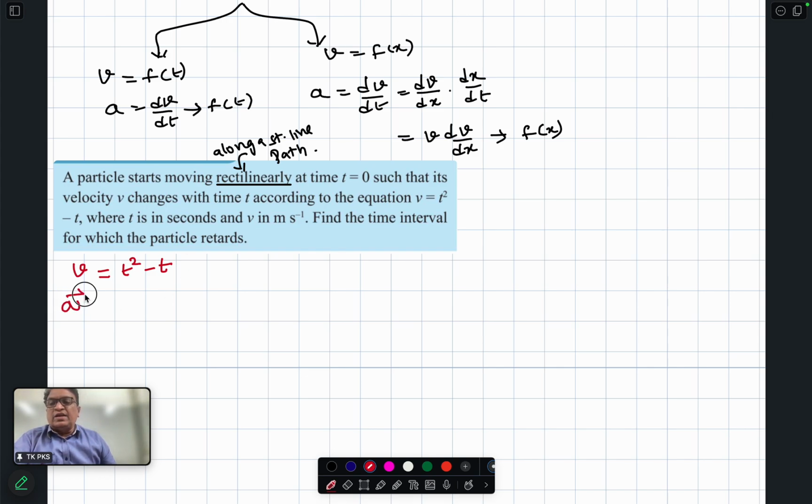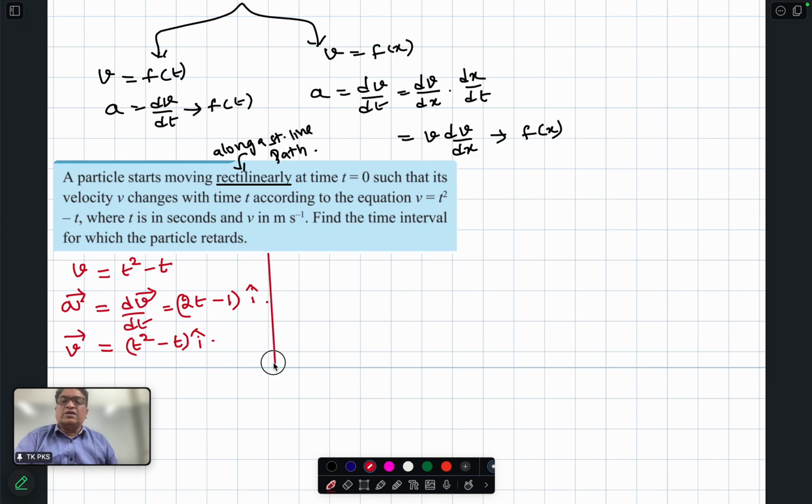Now I am taking the acceleration vector here, which is nothing but dv bar by dt, which is nothing but (2t minus 1) i cap. By the way, velocity is (t square minus t) i cap. All are directed along the x-axis, I am assuming like that. What is the question? In what time interval will you have deceleration?